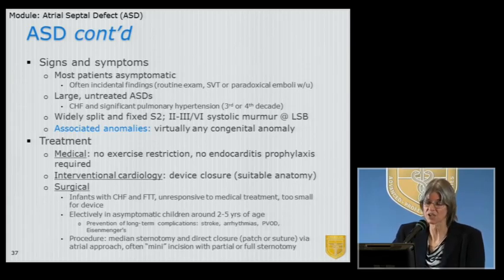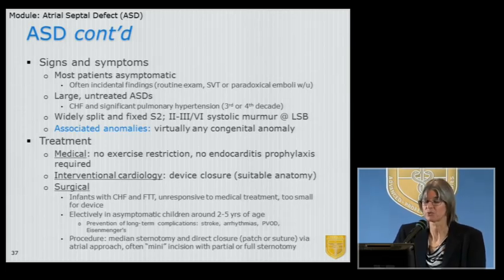Large untreated ASDs can occasionally, later in life when the patients are in their 30s and 40s, lead to significant pulmonary hypertension. Classic, from medical school: a widely split and fixed second heart sound, and a little bit of a systolic murmur. Virtually any congenital anomaly can be associated with an ASD.